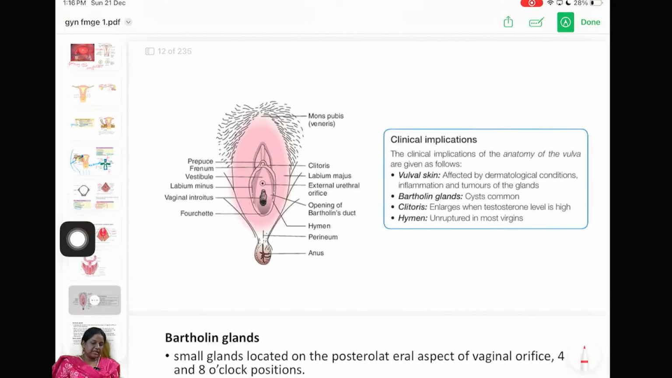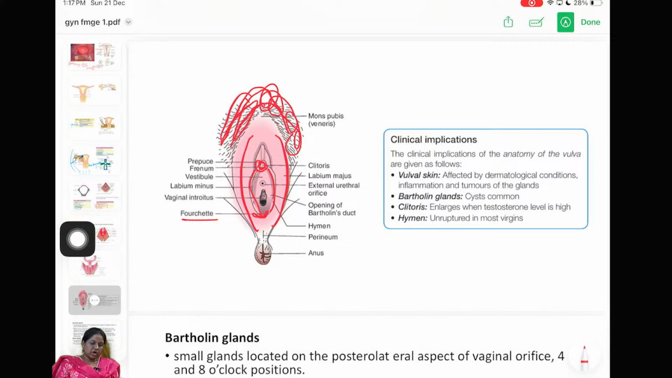Coming on to the perineum. The perineum has two labia majora, two labia minora, and then this is the clitoris. And this is the fossa, that is, the end is called the fossa. And the mons pubis is the pelvic fatty area that is found over the labia majora.